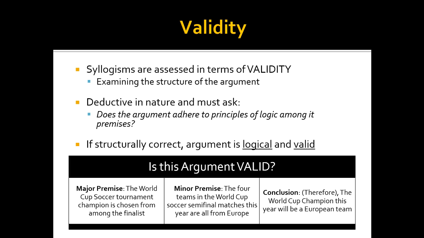Is this argument valid? Again, we don't care here if the major or minor premises are true. Does the conclusion logically follow from the two premises? Okay, so let's look at this again. The champion is chosen from among the finalists, right? So the championship game, you have your 2 finalists. The 4 semifinal teams are all from Europe. And based on those 2 premises, we conclude that the champion will be a European team. Whether or not the premises are true, the conclusion logically follows the 2 premises, and therefore this argument is valid.